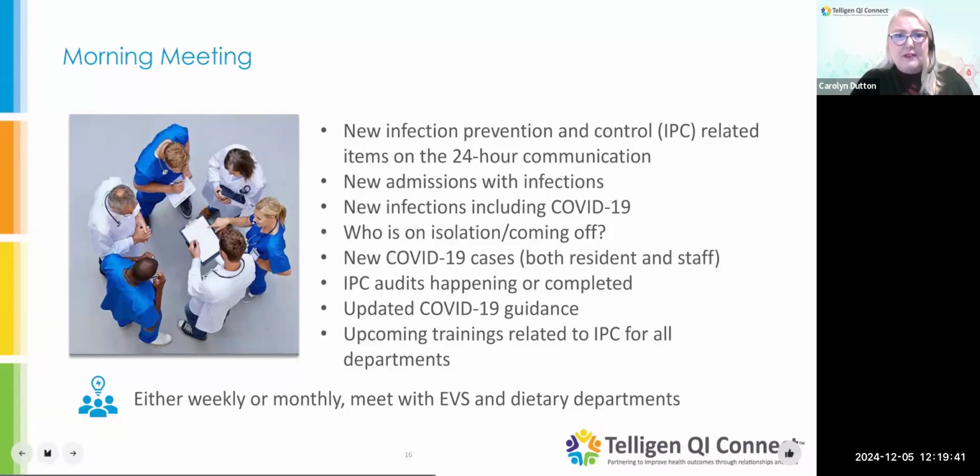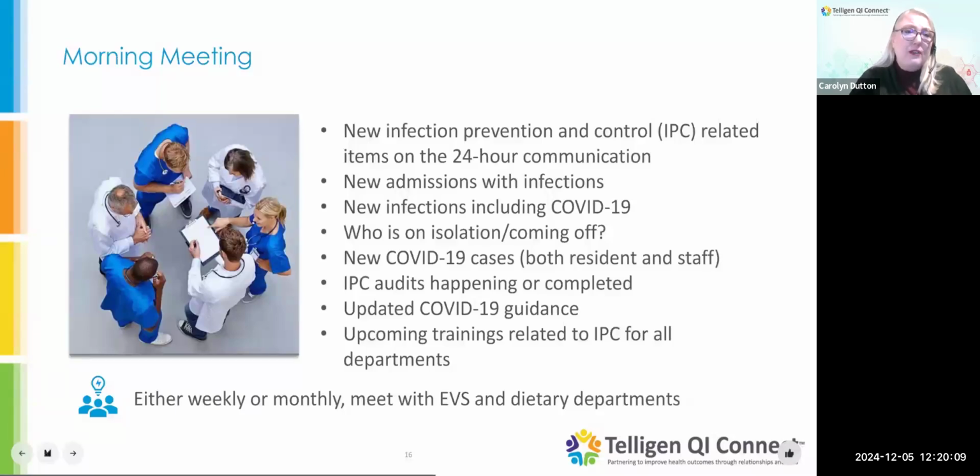Make sure that you are definitely reporting on that, and not just in your morning meeting, but you're sharing that out with your staff as well, so they know who is on isolation and why. They definitely need to know why and what that is for. Any new COVID cases, both resident and staff, you want to be sure to report on that. Any infection prevention and control audits that are happening or have been completed and what the findings were.